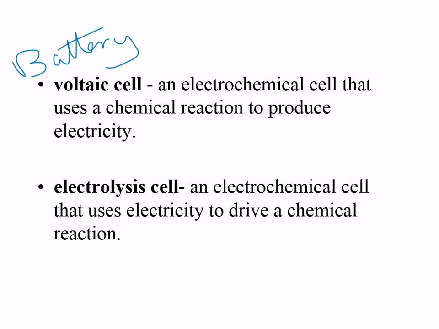The bottom one: way back when in Chem 1, we talked about the electrolysis of water, and I kind of showed you a picture. Basically, if you take H2O and you run a current through it, you can make it break down into hydrogen and oxygen gas.